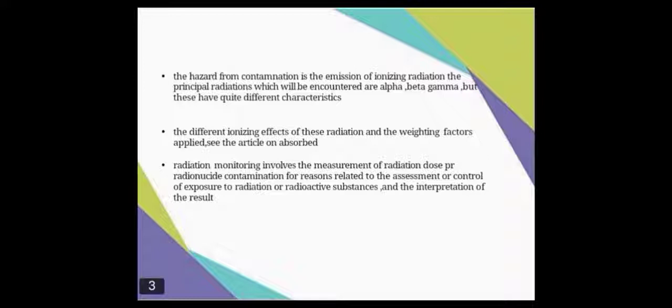Radiation monitoring involves the measurement of radiation dose or radionuclide contamination for reasons related to the assessment and control of exposure to radiation and or radioactive substances, and the interpretation of the results. The methodological and technical details of the design and operation of environmental radiation monitoring programs and systems for different radionuclides, environmental media, and types of facility are given in the IAEA safety standards series number RS-G-1.8 and the IAEA safety reports series number 64.